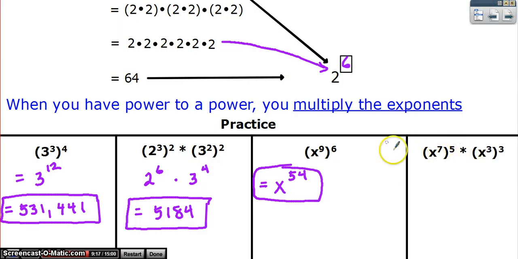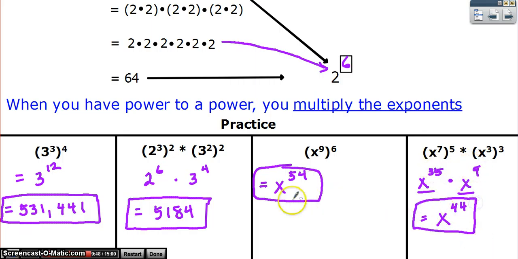All right, and last example over here, we've got a couple of different power to powers. So x to the 7th to the 5th, that's x to the 35th, multiplied by x cubed cubed, so 3 times 3 is 9. All right, unlike the second example where we didn't have like bases, this one we do have like bases. So we actually can combine these together using our multiplying like bases rule, which says we could add the exponents. 35 plus 9 is 44. So x to the 44th would be our final answer there.